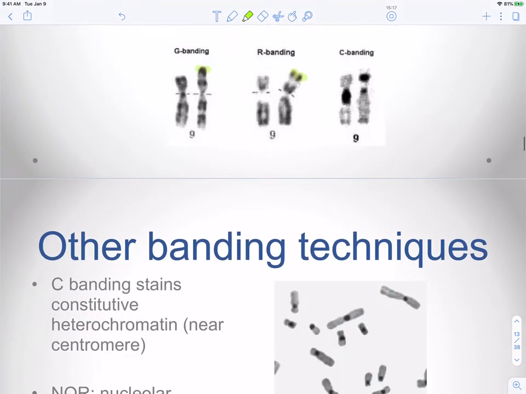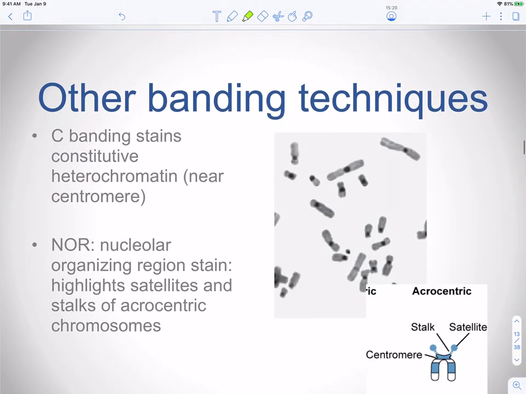Okay, so now there are a few other techniques. There's something called constitutive banding, and this is going to help to identify the centromere, which is shown here. So you can see the centromere. This will help you to identify, of course, the P and Q arms, whether you have an acrocentric chromosome, metacentric, etc. You also have nucleolar organizing region staining, and this is going to highlight little satellites and the stalks of the acrocentric chromosomes, so these stalks here. The NOR staining can help with those.